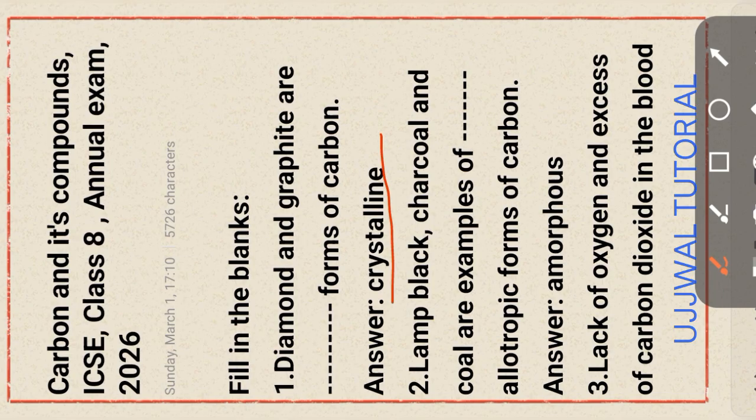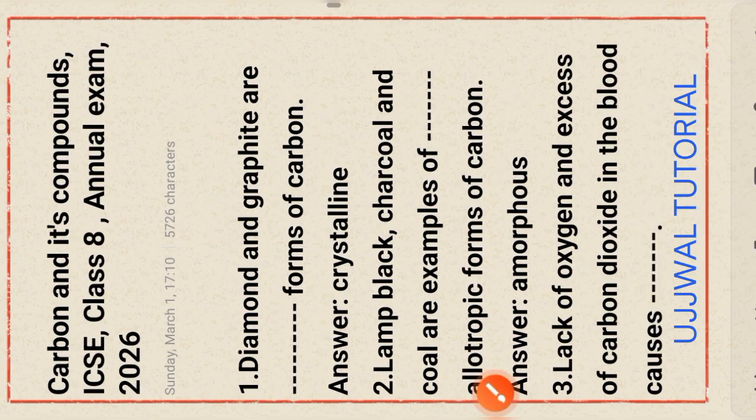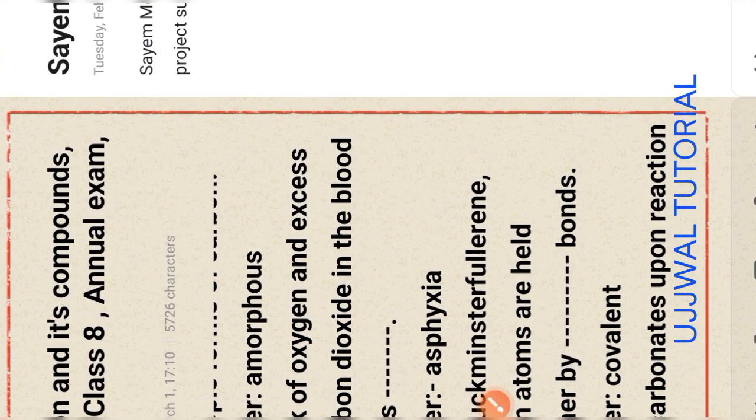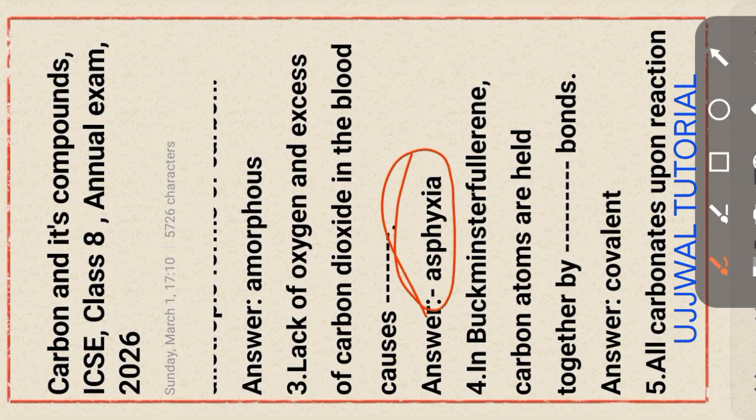Lampblack, charcoal and coal are examples of the amorphous allotropic form of carbon. That is amorphous. Okay. Next, lack of oxygen and excess of carbon dioxide in the blood causes asphyxia, a type of human disease. Okay. Next, in buckminsterfullerene, that is the fullerenes, carbon atoms are held together by covalent bonds.